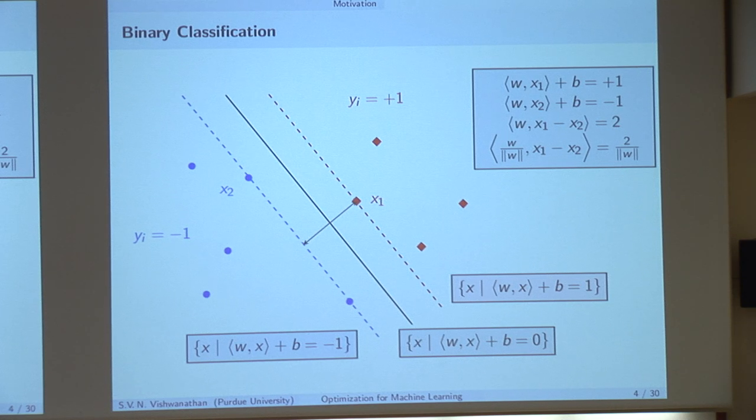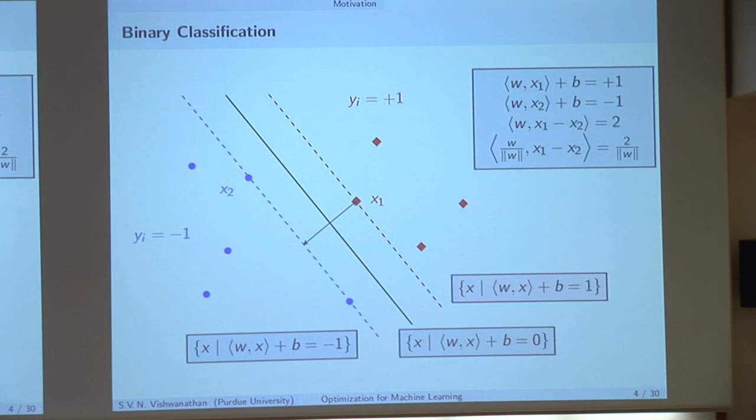So how do we do this? We know that we have fixed the scaling of the plane in the following way. So you just subtract these two equations, you get this. And since you want to project x1 minus x2 in the direction of the unit normal to the plane, you want a unit normal vector to the plane. How do you get a unit normal? You just divide w by the norm of w. Once you divide w by the norm of w and multiply it with x1 minus x2, you get this equation, which is that how fat this margin is is nothing but 2 over norm of w, okay?